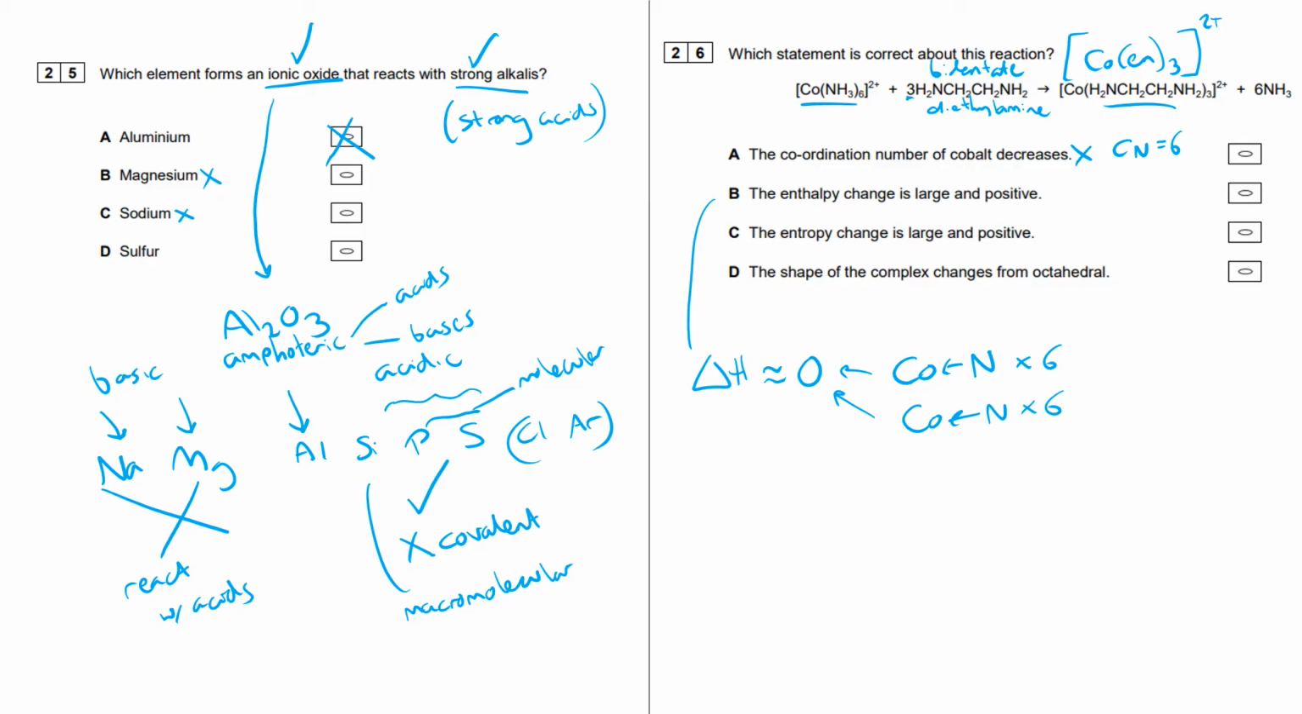The entropy change is large and positive. That is a correct statement. I'll come back to that in a second. The shape of the complex changes from octahedral. So linking to answer A, there's still 6 bonds. If there's 6 bonds, the shape is going to remain as octahedral. So it's not changing. So answer C is correct. The reason it's correct is because you're going from 4 moles on the reactant side to 7 moles on the product side. There's a big increase in the number of moles, therefore the entropy change is very positive.